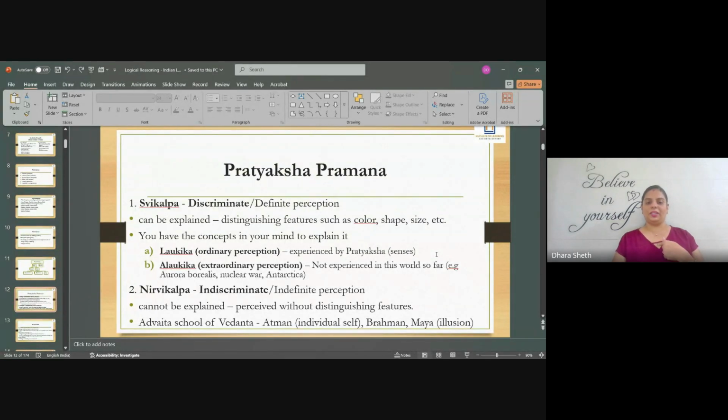COVID-19, I have experienced. That is laukik perception. I can describe everything about it. Antarctica, we know that it is there. People go there, but I have not gone there. So for me, it is alaukik. It is extraordinary perception. I do not know how it looks, feels, tastes, or smells because I have not experienced it directly. Clear with the concept of laukik and alaukik?